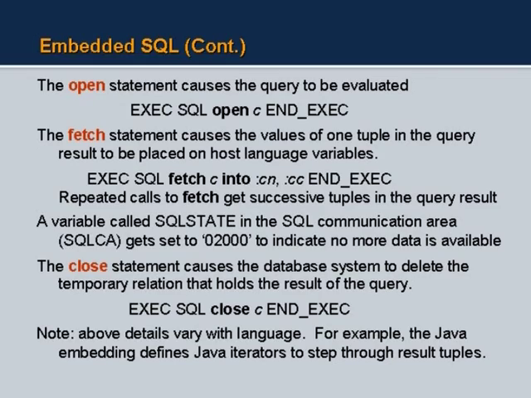What actually happens in most implementations is that when you open the cursor, a temporary relation is created with the entire result, and it is kept around until you execute the close. If you don't close, eventually when the connection is closed, the temporary relation may go away. But otherwise, you may have many temporary relations hanging around while your program is running. So you should close it at the end.